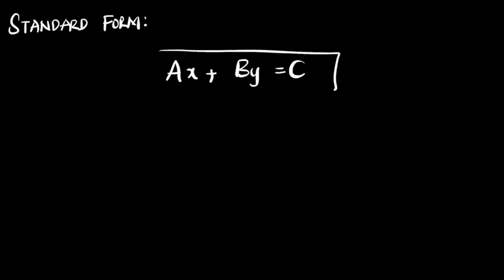What is the standard form? The standard form is ax plus by equal to c. So this is the standard form of the line. Right. So now try another problem.